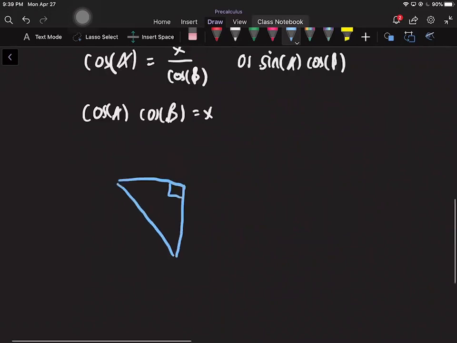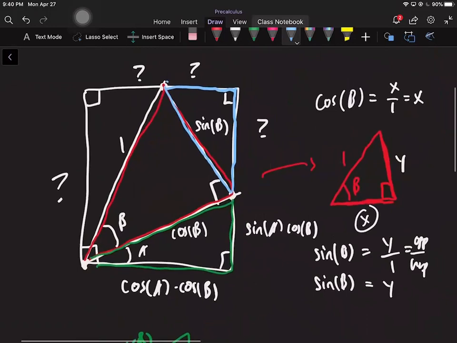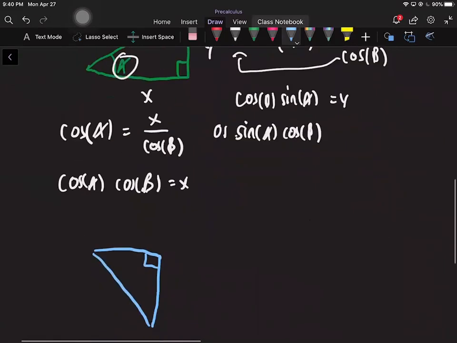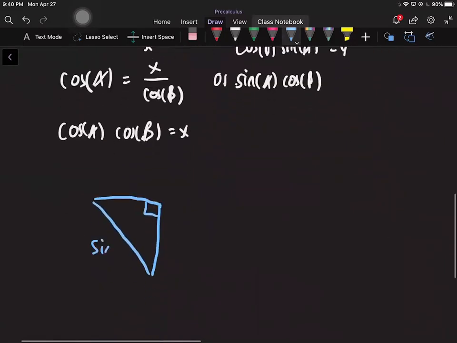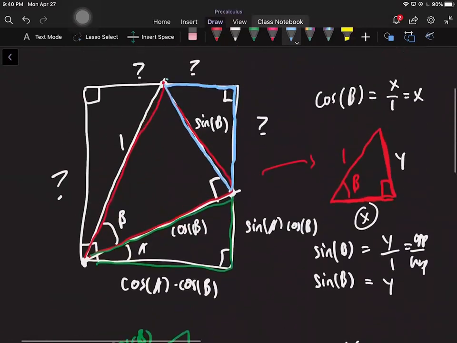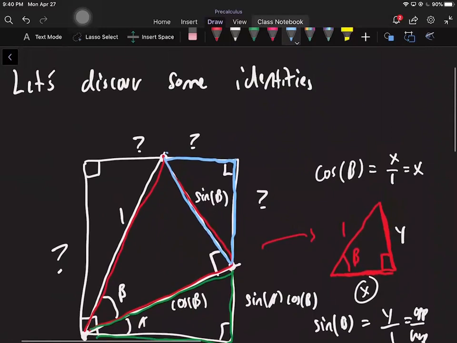So what do I know about it? All I know right now is that this side length is sine of beta. And I don't know anything else. I don't know any of the angles, but I can use some sneaky tricks to figure out these angles here.